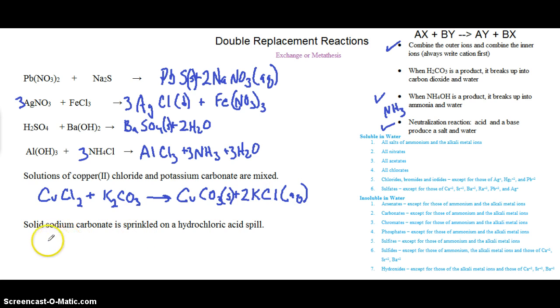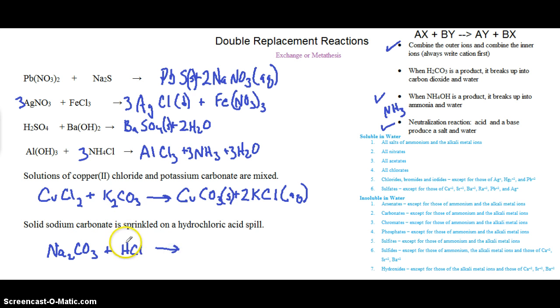And then for the last one, we have solid sodium carbonate is sprinkled into hydrochloric acid. Again, this is another acid and base reaction. Sodium carbonate is Na2CO3, because the carbonates are -2. We mentioned that up here. And that is reacting with hydrochloric acid, which is HCl.